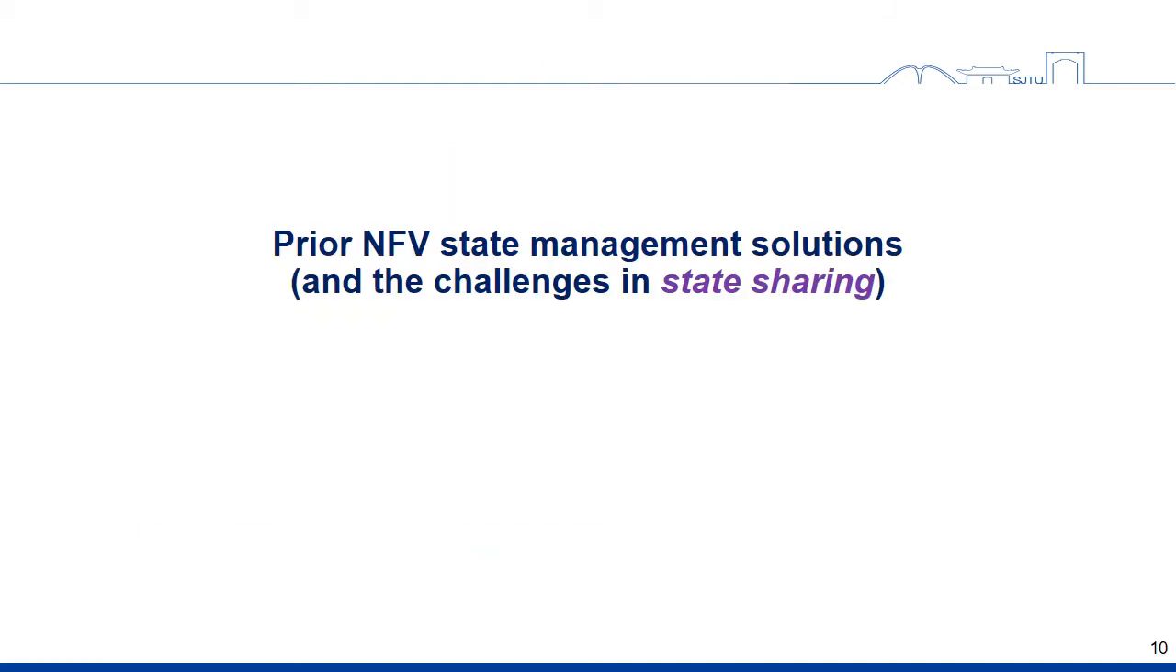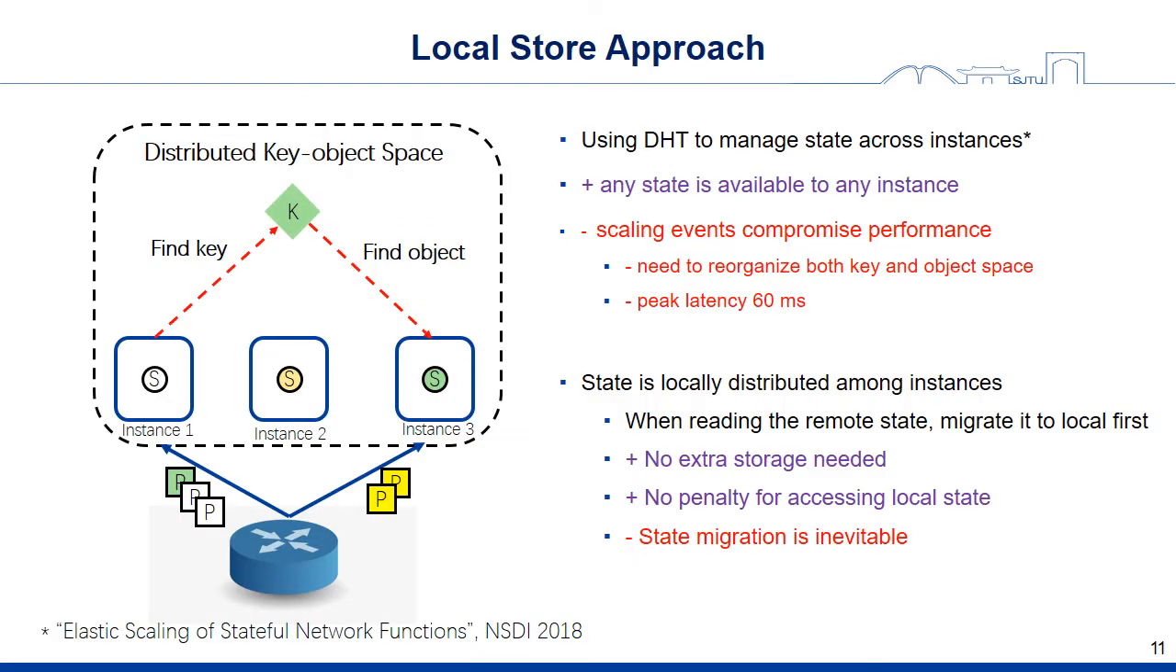Next, let's see some of the prior state management work and see why state management is challenging. First is the local store approach. In this state management approach, state is distributed across the NF instances, and the state is naturally divided into local state and remote state, according to whether it is in the local memory. To access a remote state, the framework will first migrate the state to the local memory. Since the instances store state directly in their local memory, there is no penalty to access the local state, and no extra resources are needed. But on the other hand, to access a remote state, state migration is inevitable.